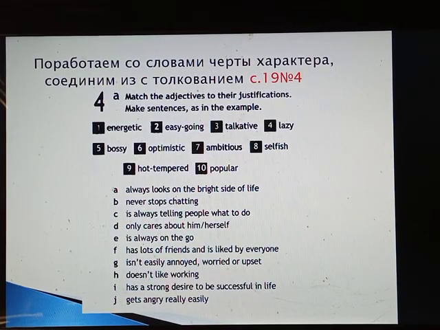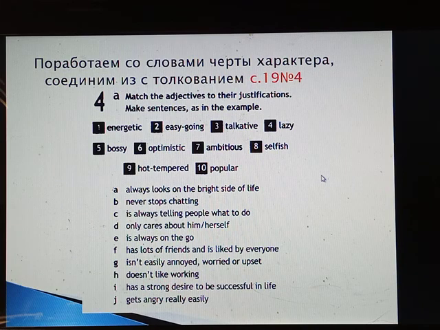Working with adjectives. You have got some adjectives and the meanings of the words. Energetic, easygoing, talkative, lazy, bossy, optimistic, ambitious, selfish, hot-tempered, and popular. You stop the video and do exercise 4, page 19. Your task is to match the adjective to its meaning.